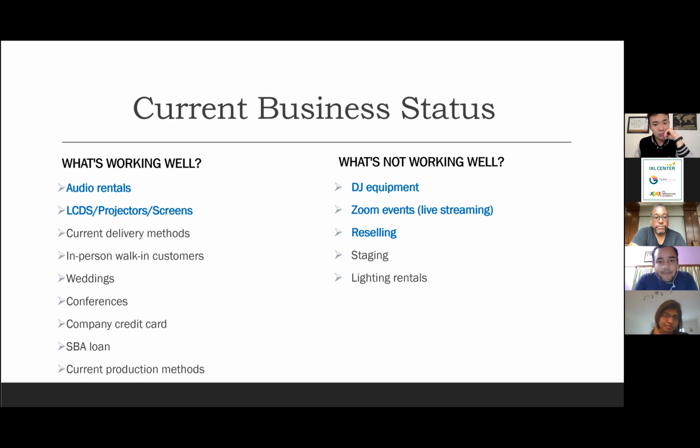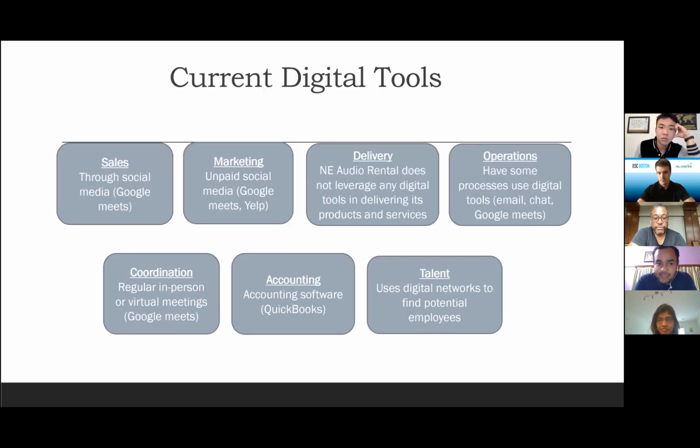So the current business status, what's working well: audio rentals, LCDs, projectors, and screens. These are the things which are working well in the pandemic era. But reselling the equipment, DJ equipment, and Zoom events are not working well. So these are the main priorities of what is working well and what is not. The weddings are good, the conferences are good, and even the in-person walk-in customers. But we have to focus more on Zoom events, live stream, and reselling DJ equipment, and why they are not working well. So this is the current business status.